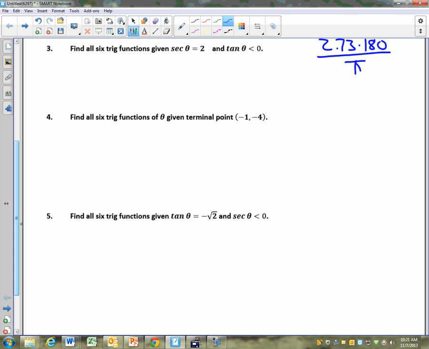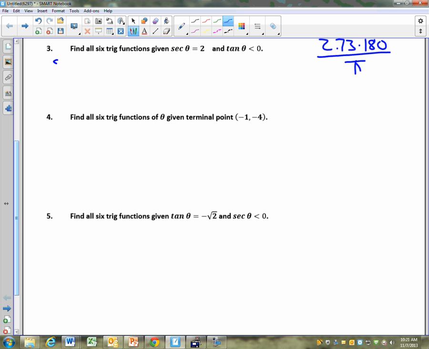Alright. Let's try something more interesting, okay? Find all 6 trig functions given secant of theta is equal to 2 and tangent is less than 0. Oh boy. This is where really some of the work helps you out. Okay. You want to find all 6 trig functions.